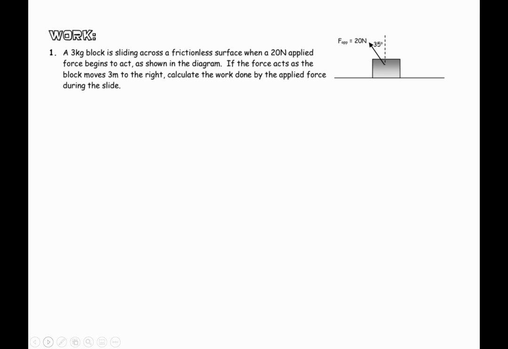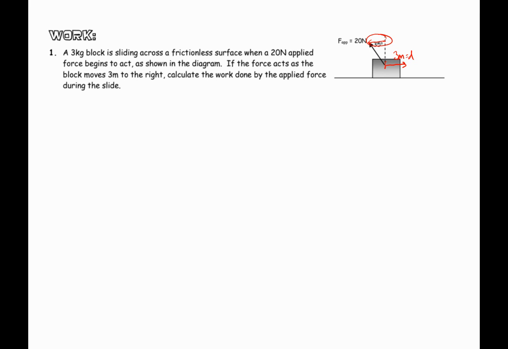So let's look at an example together. We have a 3-kilogram block sliding across a frictionless surface when a 20 newton force is applied and it begins to act as shown in the diagram. If the force acts as the block moves 3 meters to the right, calculate the work done by the applied force. So if we think about it, our distance is going to be 3 meters this way. That's what our distance is. So the force that we're going to be concerned with is this force right here.